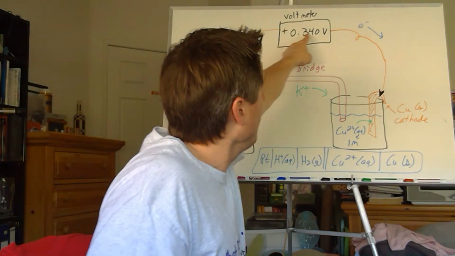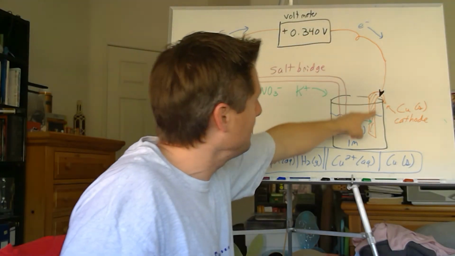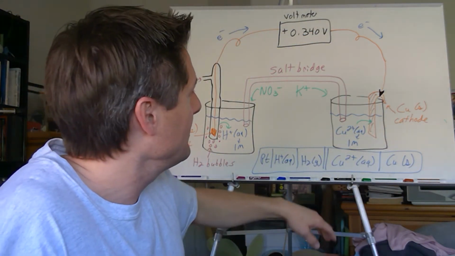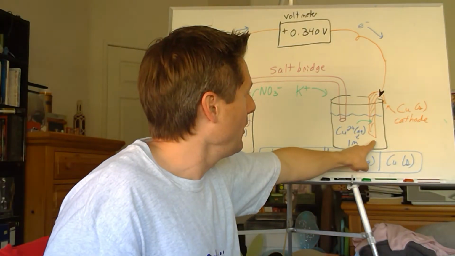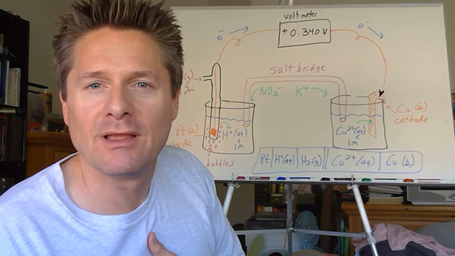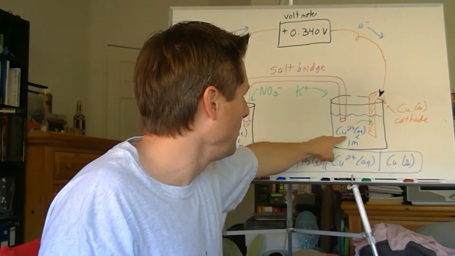That connects to a voltmeter, so these electrons are generated at the anode. They flow through to the cathode, which is the solid copper. In this case, it could be any other species. And that copper metal, like a foil or whatever, is connected into a copper 2 solution, maybe copper 2 nitrate or sulfate or something, of 1 molar.